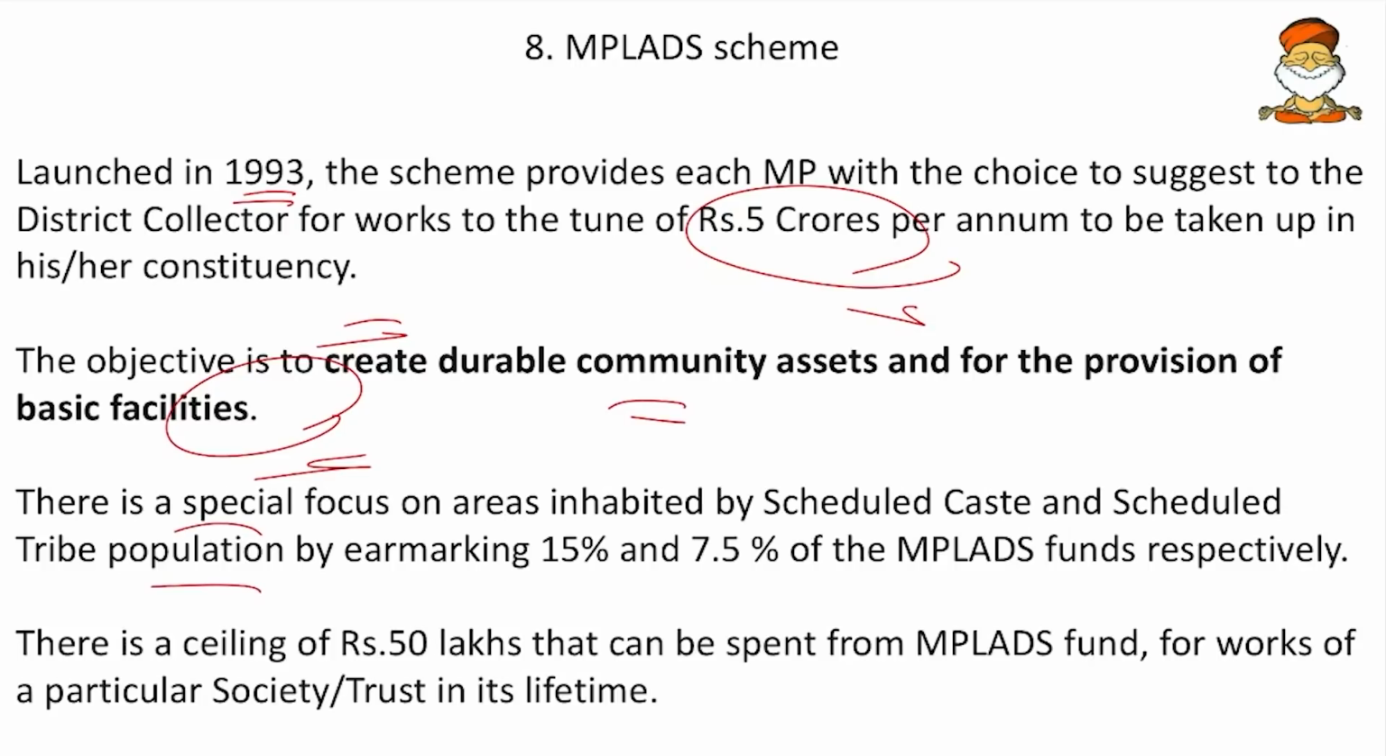Then there is a special focus on the areas inhabited by the scheduled caste and scheduled tribes. So some percentage should be earmarked for these people. Obviously, the social justice prompts them. Then there is a ceiling of 50 lakhs that can be spent from the MPLADS fund for the work of a particular society or trust in his lifetime. So for example, for one trust, the maximum he can give is 50 lakh rupees. It is not like all the 5 crores he will give for one society. There are chances of corruption and there are chances of benami assets. So that is why this 50 lakh bar.